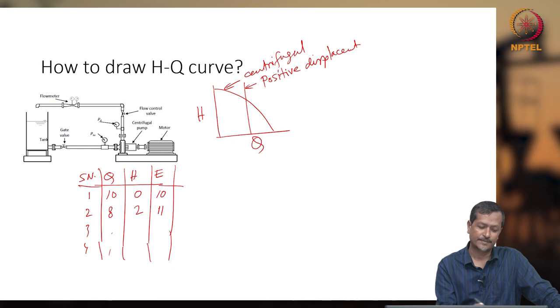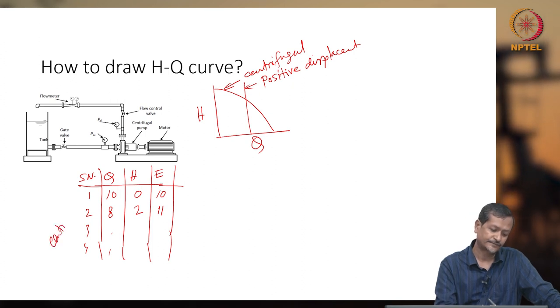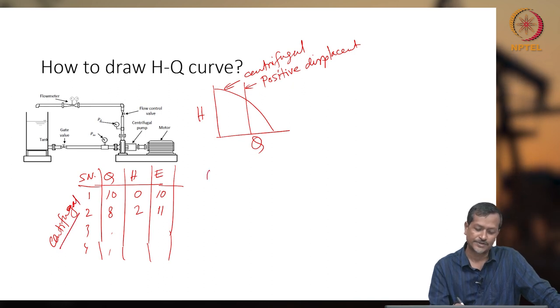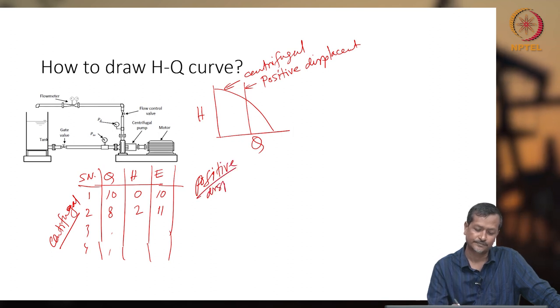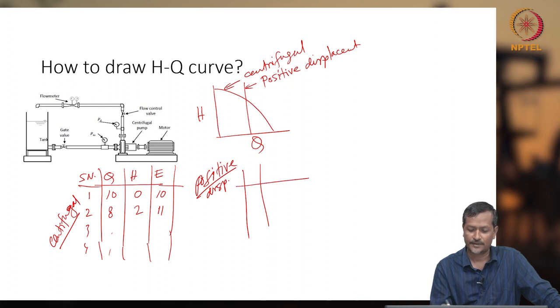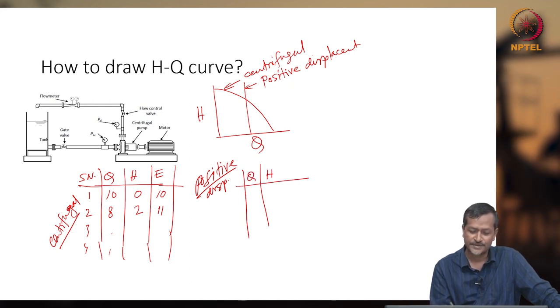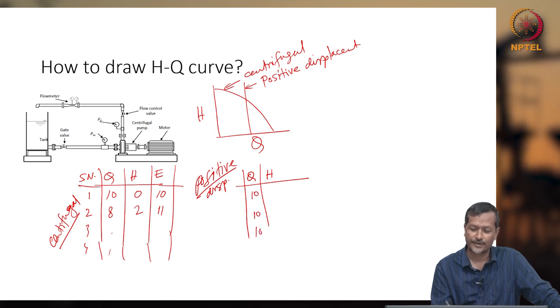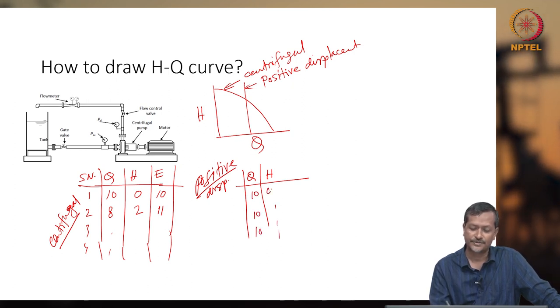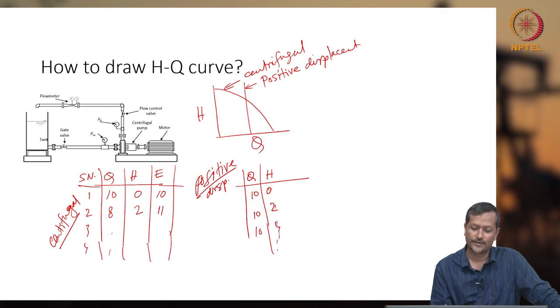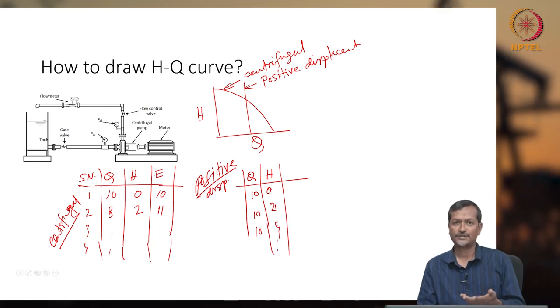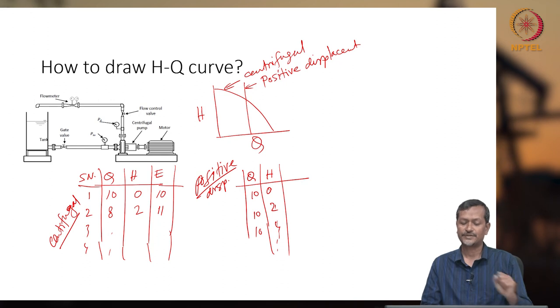But if you see the same curve for centrifugal, but for positive displacement, the same data type, if I want to produce it, then Q and H. So Q will be the same every time, okay. H will be changing, 0, 2, 4.